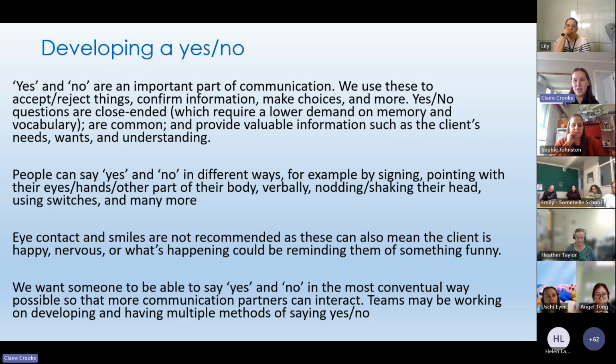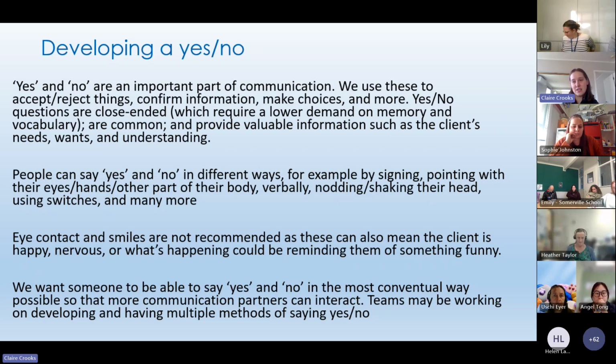We do not recommend using eye contact or smiles because it can have an alternative meaning that they're happy or nervous or just wanting to have a look at something. We also don't use it because sometimes we're asking questions where yes is not a particularly happy answer. An example might be, did you have grandma's funeral yesterday? And yes is not particularly appropriate for someone to smile for that.